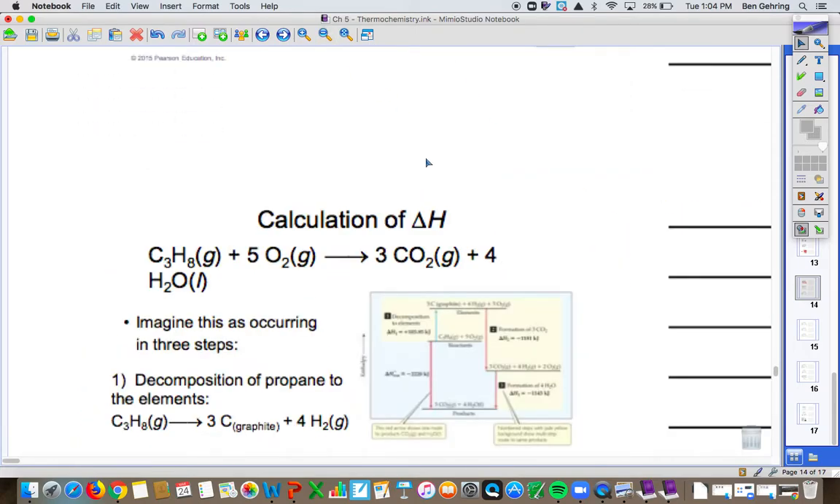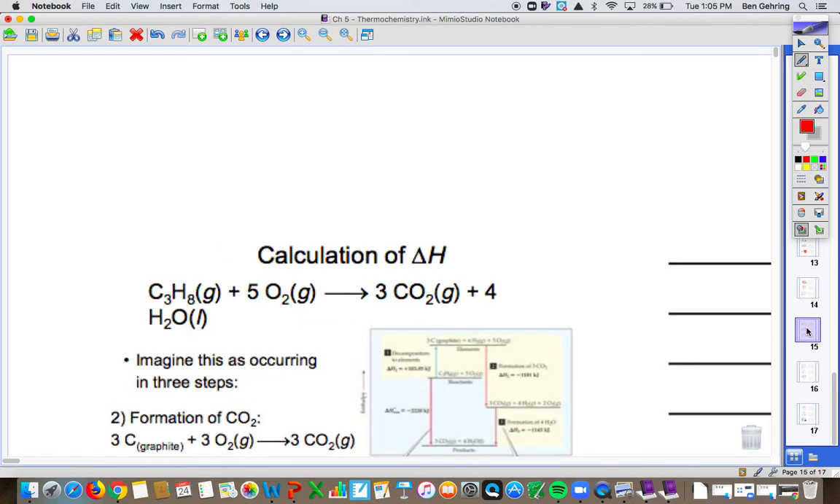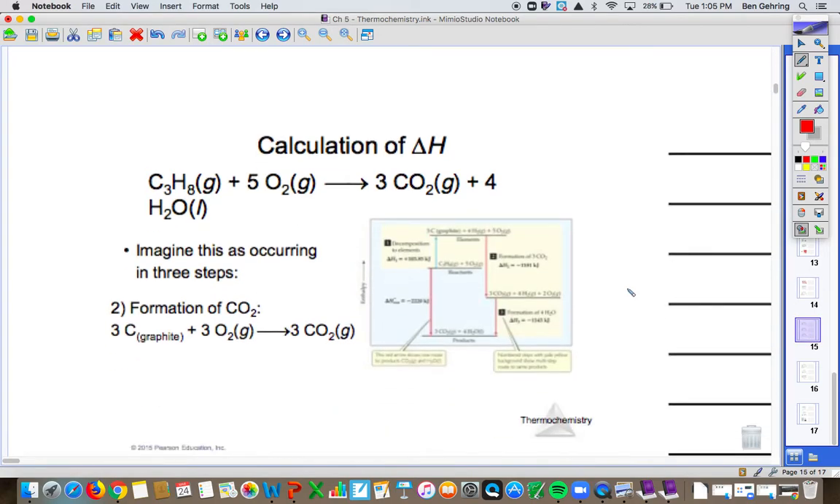If you are calculating delta H, this is what we're going to look at here today. This is Hess's law kind of in action. For this reaction of propane, which is C3H8 plus oxygen producing carbon dioxide and water, we're going to imagine this as occurring in three different steps. Step one is you break down propane into its constituent elements, its basic parts. So we break down C3H8 into 3 carbons and 4 hydrogen gas molecules. These 3 carbons bonded to these 8 hydrogens were split into just carbons and hydrogens. That's step one. Step two is going to be the production of CO2.